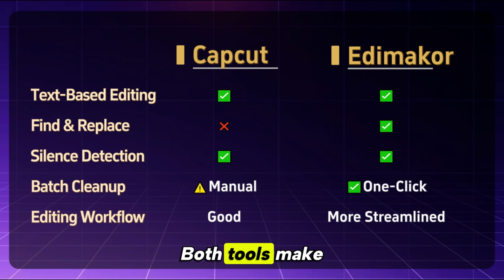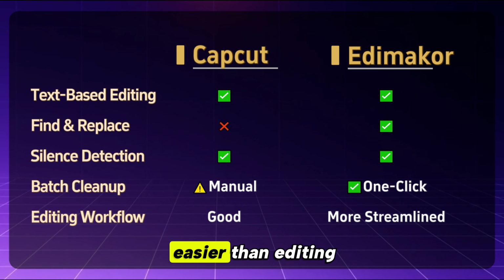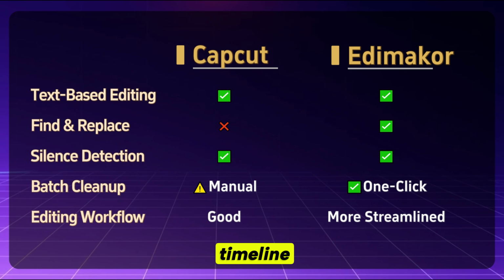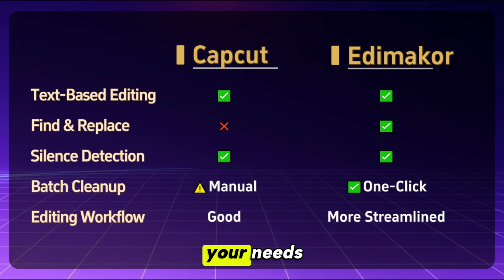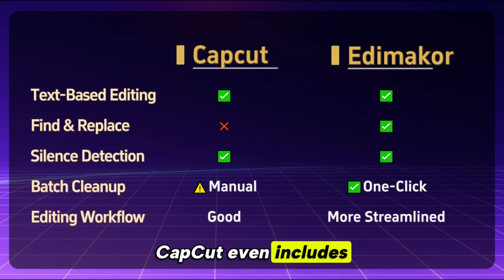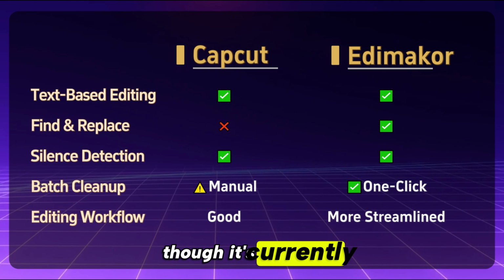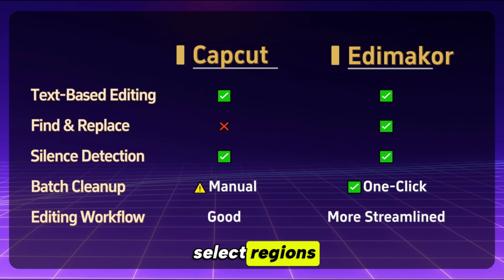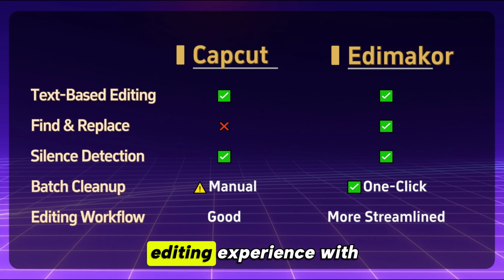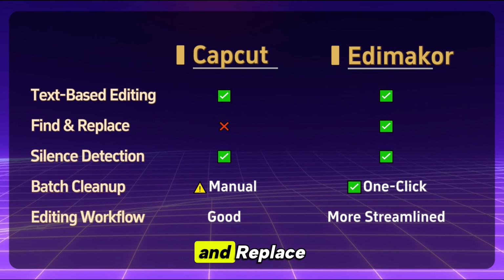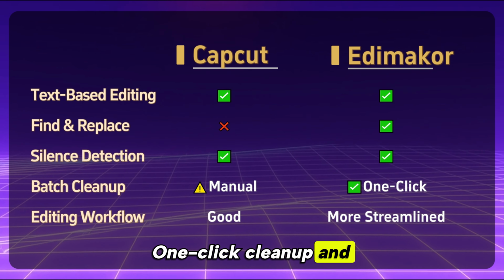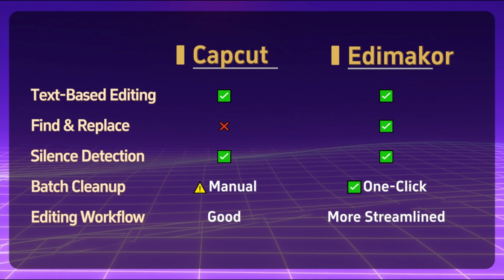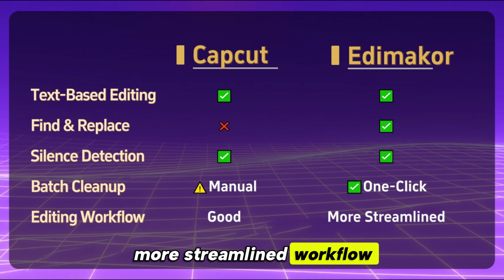Overall, both tools make transcript-based editing much easier than editing directly on the timeline. Both are great options depending on your needs. CapCut even includes AI Overdub, though it's currently only available in select regions. If you're looking for a smoother editing experience with features like Find and Replace, one-click cleanup, and smart silence detection, Edimakor offers a more streamlined workflow.